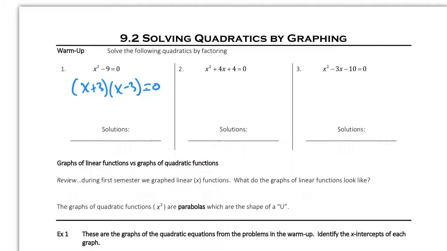And then I set each of those equal to 0. If I get x plus 3 equals 0, a solution is x equals negative 3. And then x minus 3 equals 0 gives me the solution x equals 3.